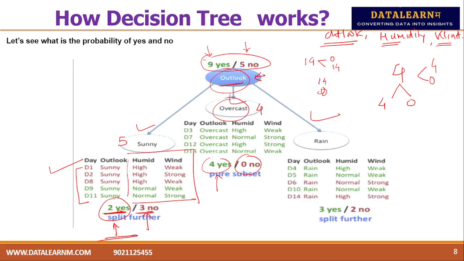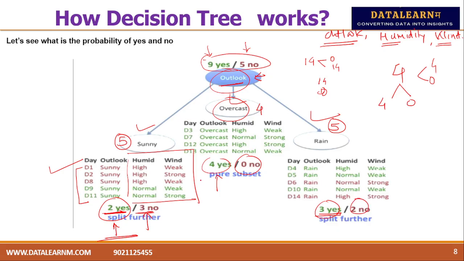Similarly, for the remaining, how many records are there for sunny? 5 records. For overcast, 4 records. For rain, how many records will be there? 5 records will be there. Among those 5 records, what is it saying? Whenever the outlook is rain, then 3 yes and 2 no are there.